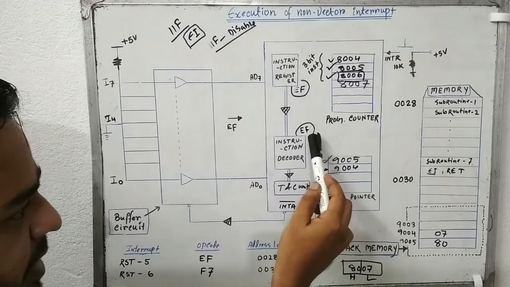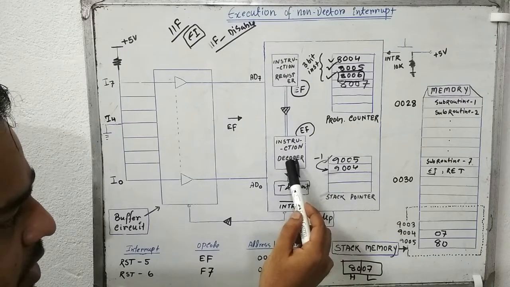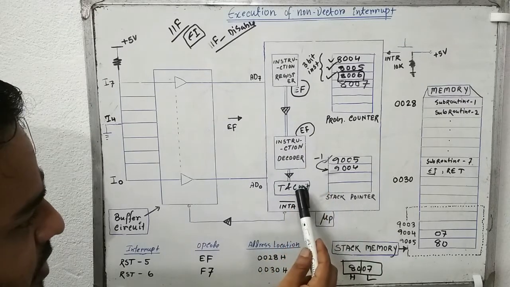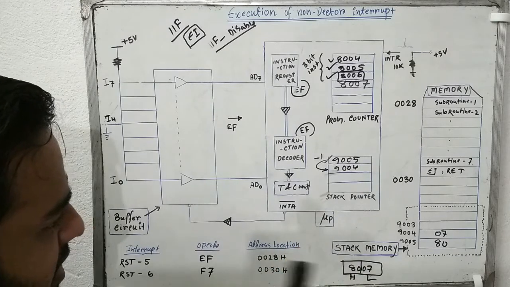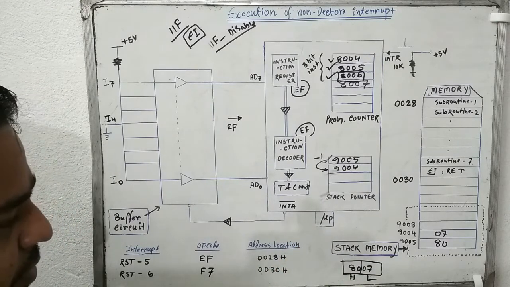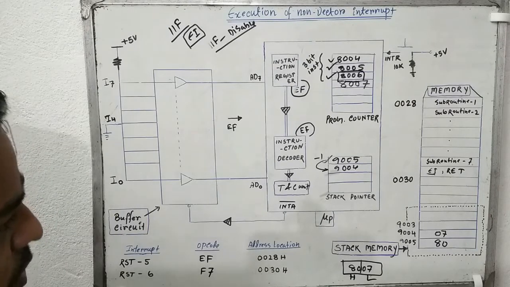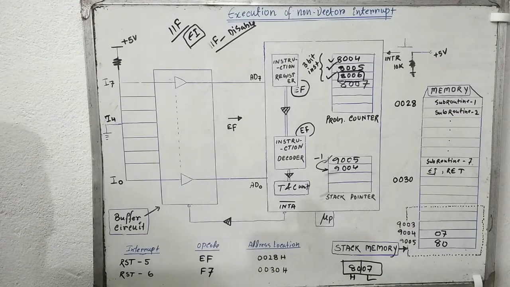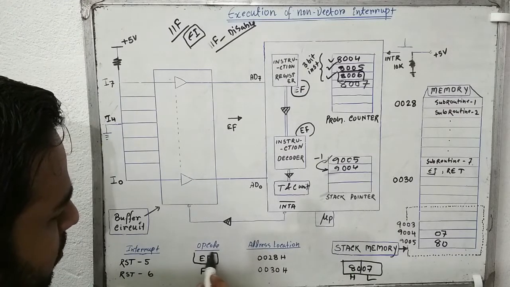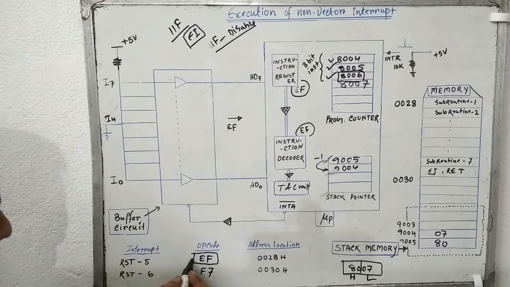This opcode will be decoded in the instruction decoder and the decoding message will come to the timing and control unit. When the decoding message comes to the timing and control unit, the microprocessor comes to know which operation it needs to perform. As you can see over here, this is opcode EF, and after decoding that opcode, the microprocessor will come to know that it is a software interrupt, which is RST5.